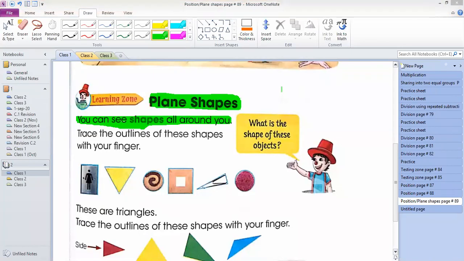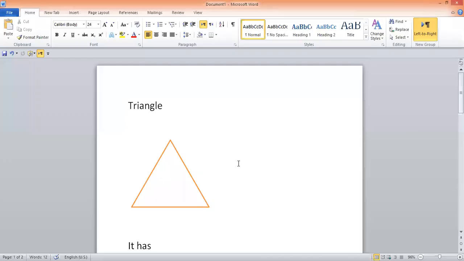So we are going to discuss the first shape, which is the triangle. I'm going to share a new screen with you guys. Can you see the new screen? Yes, sir. Very good. Guys, this shape is known as a triangle. What is this shape called? Triangle. Can you repeat? What is this shape called? Triangle. Very good, guys.